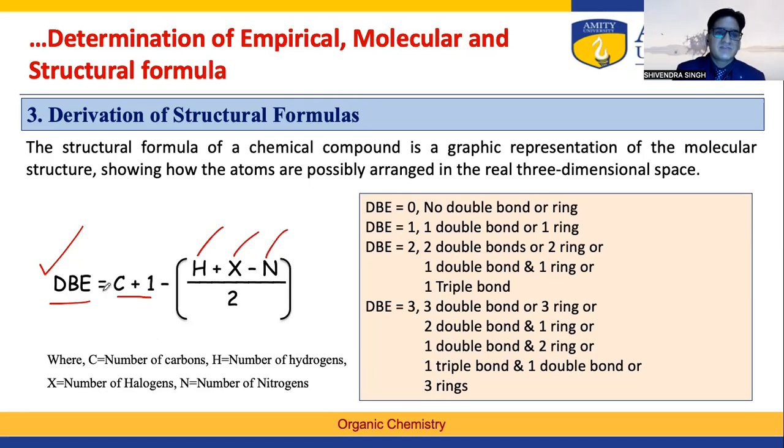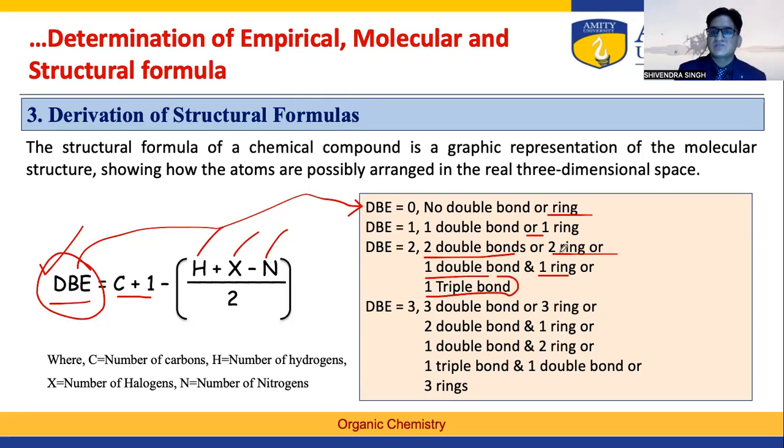So if you apply this formula, suppose we have DBE 0. What does it indicate? It indicates that there is no double bond or there is no ring in the molecule. If DBE is 1, then the possibility is that the molecule may have one double bond or it may have one ring. If DBE is 2, it means either the molecule has two double bonds or two rings, or it has one double bond and one ring, or it may have one triple bond, because one triple bond has two pi bonds.